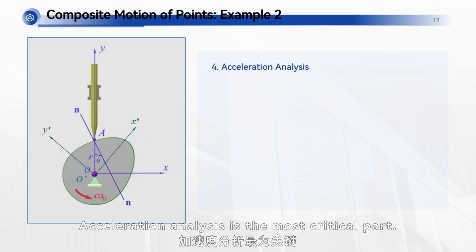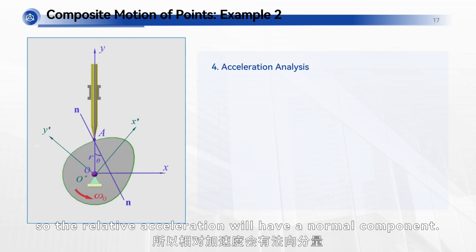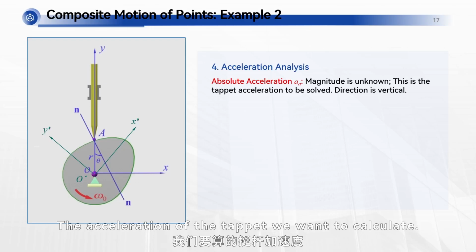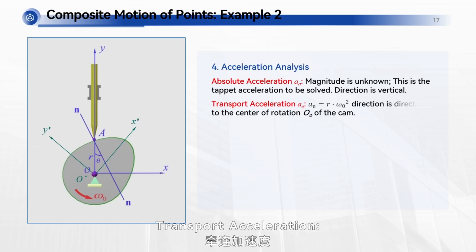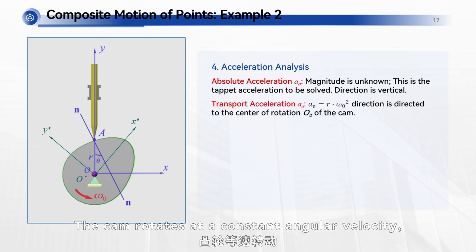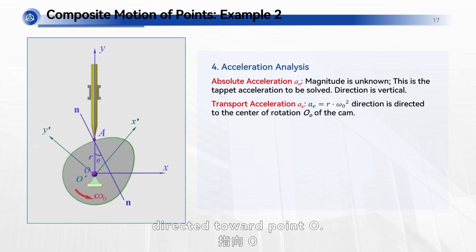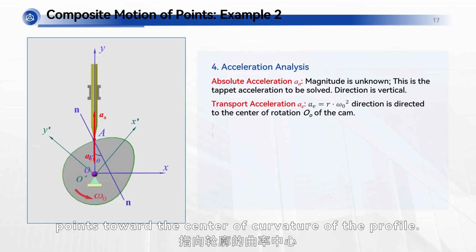Acceleration analysis is the most critical part. Note that the relative trajectory of motion here is a curve, so the relative acceleration will have a normal component. Absolute acceleration. The acceleration of the tappet we want to calculate. The direction is vertical. Transport acceleration. The cam rotates at a constant angular velocity, so it only has centripetal acceleration directed toward point O. The relative acceleration is divided into tangential and normal directions. Its normal component points toward the center of curvature of the profile.